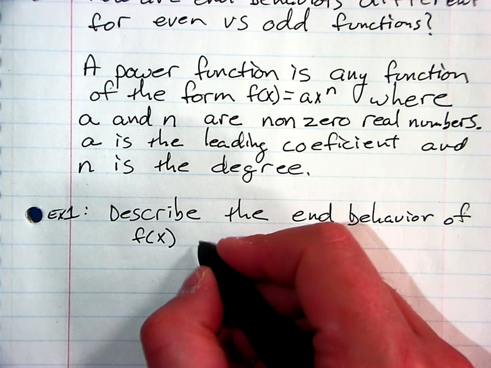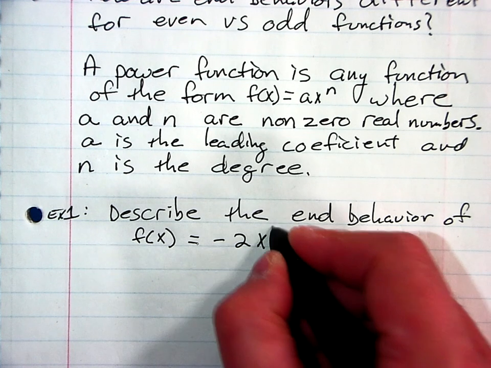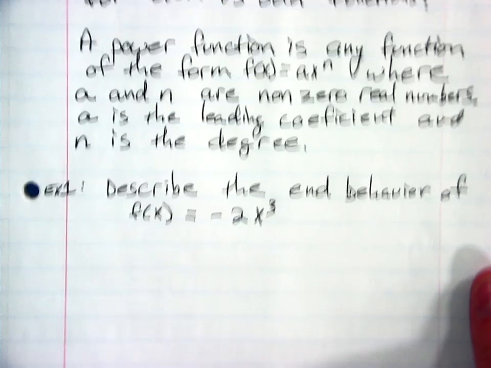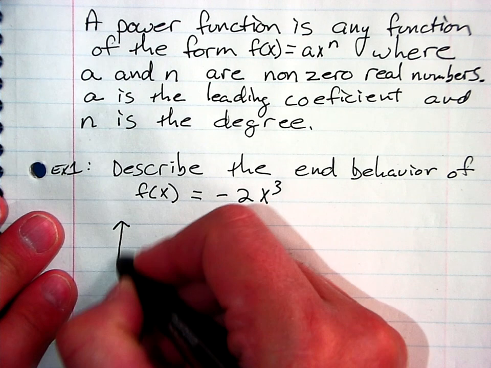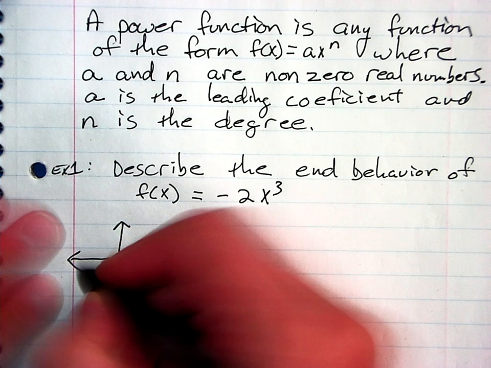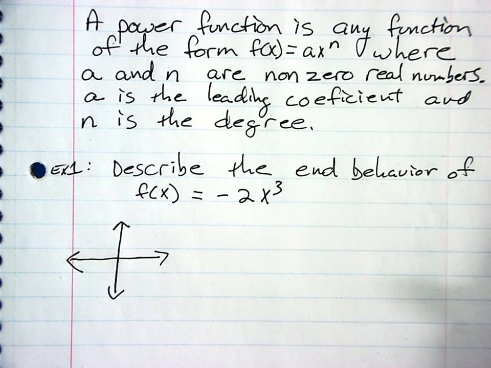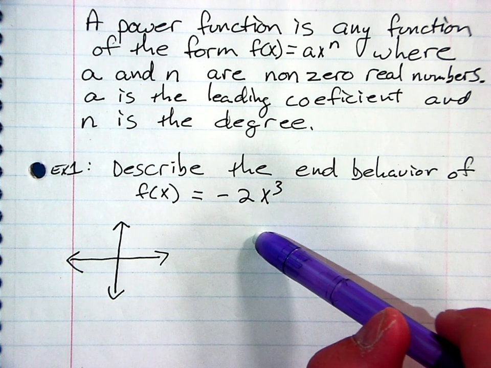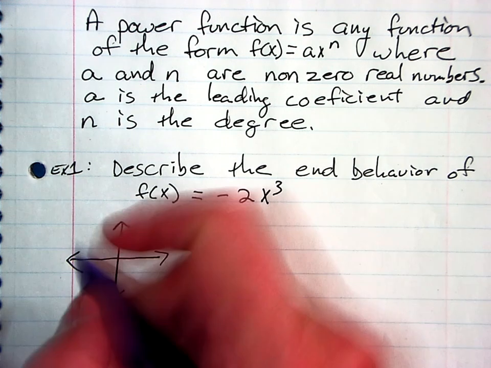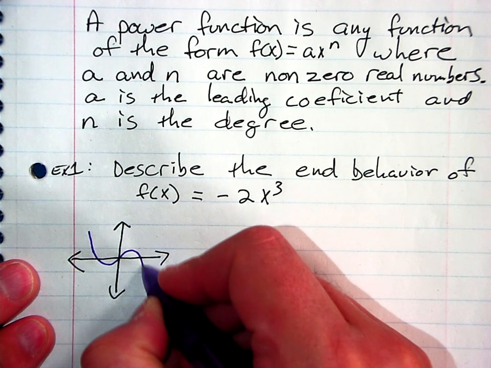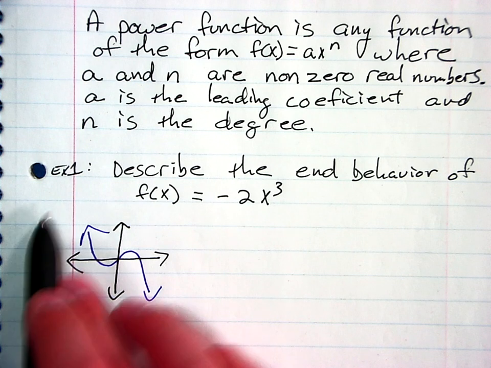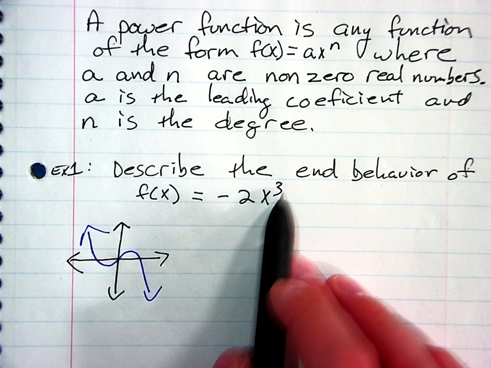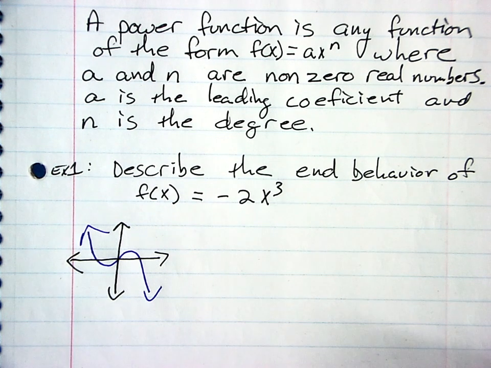Alright, describe the end behavior of f of x equals negative 2x cubed. I personally am a visual learner, so I need to see what that graph looks like. So I'm just going to draw a little graph. It's nothing fancy. Negative means it's going downhill. X cubed means it's going in the opposite direction, so it should look something like this. It's a negative, so it's going downhill. It's an x cubed, so it's odd. And it wants to know the end behavior.